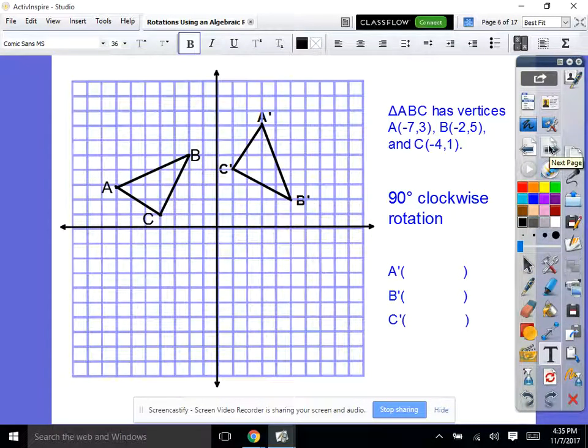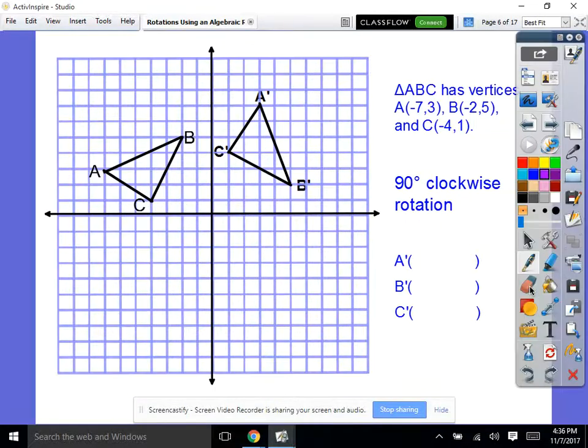All right, triangle ABC has vertices A (negative 7, 3), B (negative 2, 5), and C (negative 4, 1). We have done a 90-degree clockwise rotation, so let's see what our vertices are for triangle A prime, B prime, C prime. For A, it is positive 3, positive 7. So 3, 7. For B, it is positive 5, positive 2. So 5, 2. And for C, it is positive 1, positive 4.